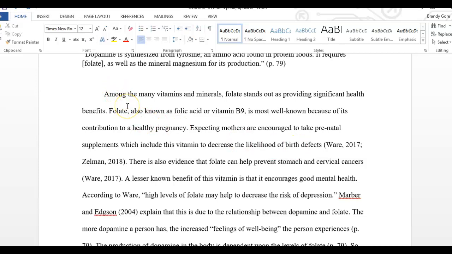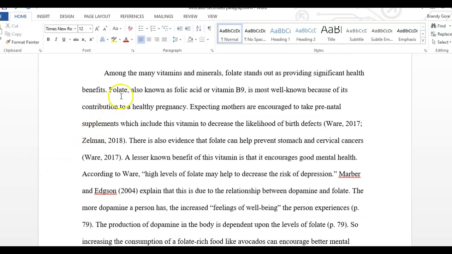Among the many vitamins and minerals, so see we're referencing that first paragraph, we're transitioning, folate stands out as providing significant health benefits. Okay, so it's a standout, and that's the point. We're not getting into the health benefits in the first sentence, we're just pointing out that this is one of the superstars of the avocado. Folate, also known as folic acid or vitamin B9, is most well known because of its contribution to a healthy pregnancy. All of us mamas know this. This is common knowledge. That you are recommended to take folic acid whenever you're pregnant.